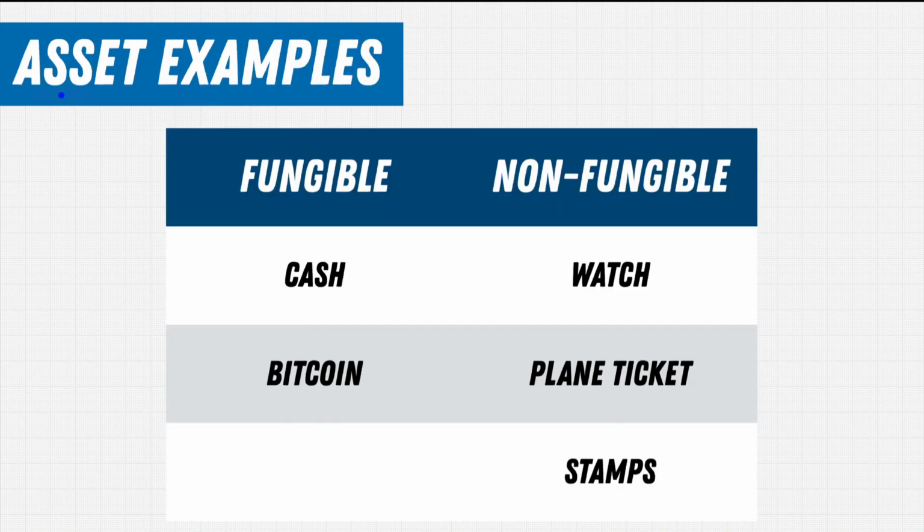If we look at asset examples, and these asset examples aren't necessarily fungible or non-fungible solely in a digital space, we're looking at it holistically. If we were to look at a fungible asset, we would be talking about cash, Bitcoin, because $1 is equal to $1, right? When we exchange $1 for one another, the value stays equal. And the same is true for Bitcoin.